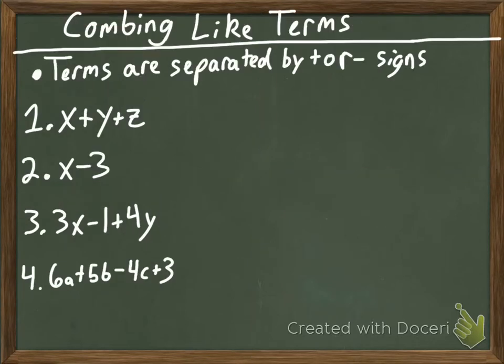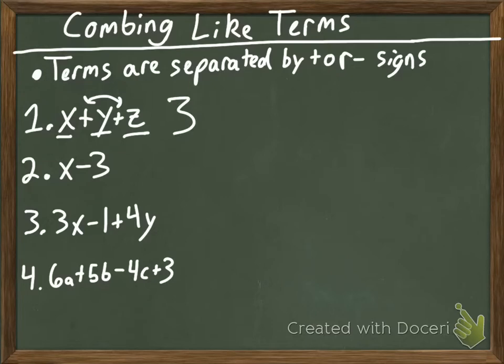Next, we're going to talk about combining like terms. First of all, we need to talk about what a term is. In an expression or an equation, the terms are separated by plus or minus signs. So the only thing that separates a term is a plus or a minus. You can't separate them using multiplication. If things are multiplied together, they are one term. So like number 1 here, I have an x, a y, and a z, and they're separated by these plus signs, which means I have 3 terms.